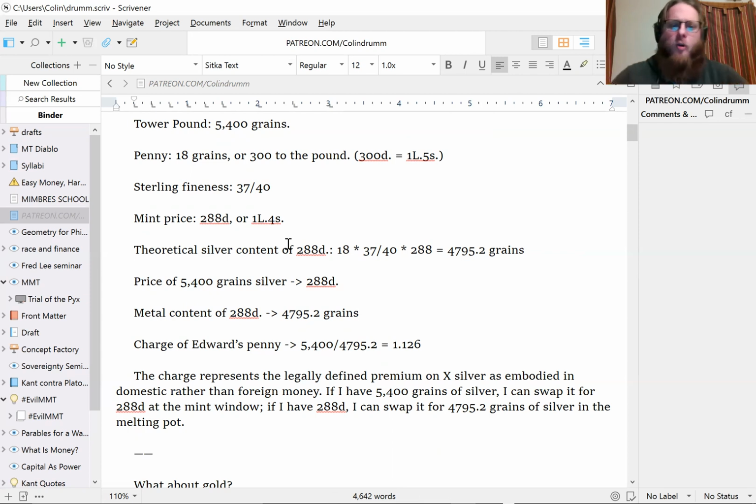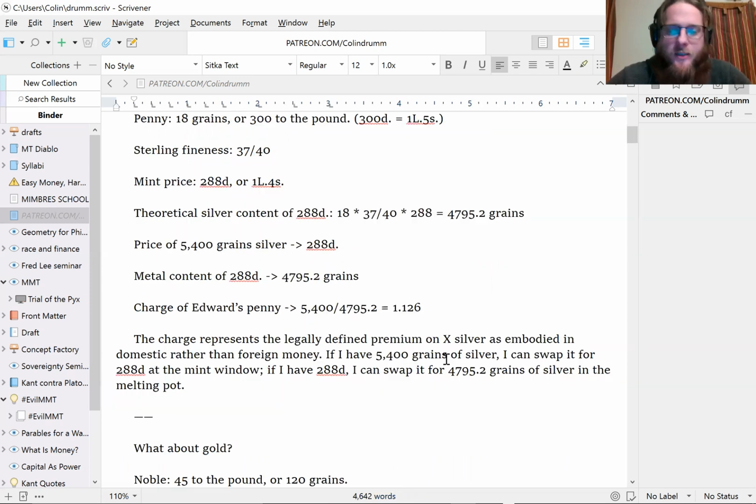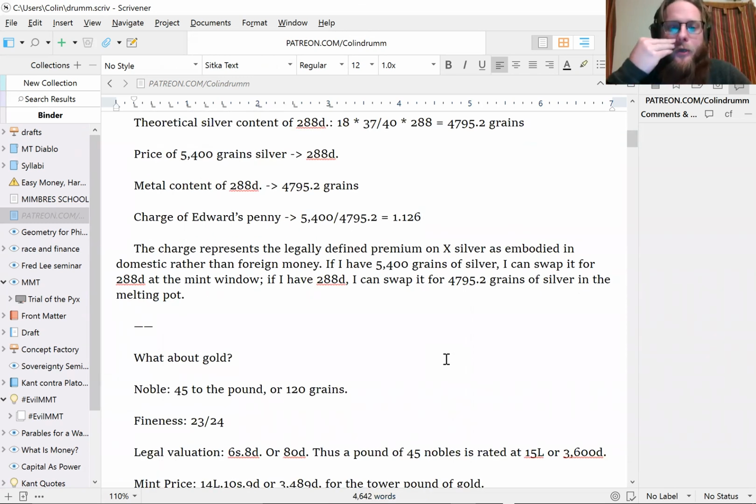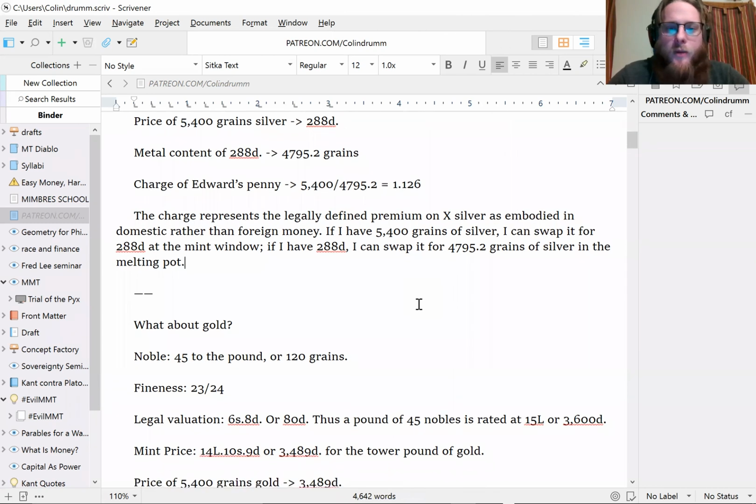Okay. Now, what that ratio gives us is what I'm calling the charge of the coin. This is a concept that was introduced by Stuart Berlin, who's an important figure in numismatics. This number, 5,400 over 4795.2, equals about 1.126. And what this means is that this is the premium on a certain amount of silver for being embodied in domestic coins rather than anything else, including silver coins.